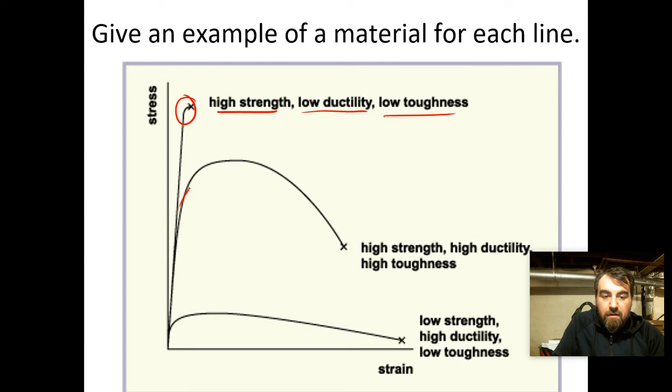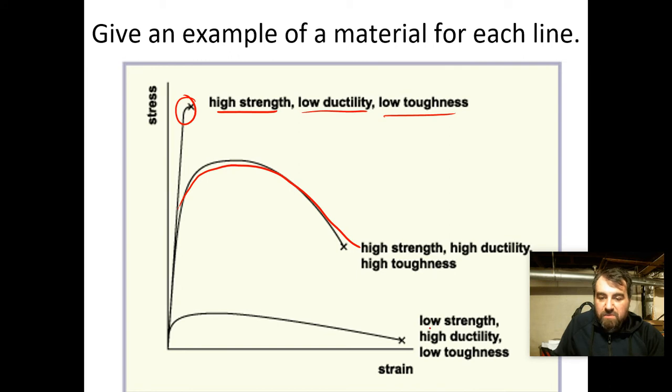Right here, this would be something like copper or steel, some sort of metal. Generally it will have high strength. It'll bend a lot and it'll be pretty tough, because it'll last a long time after it's there.